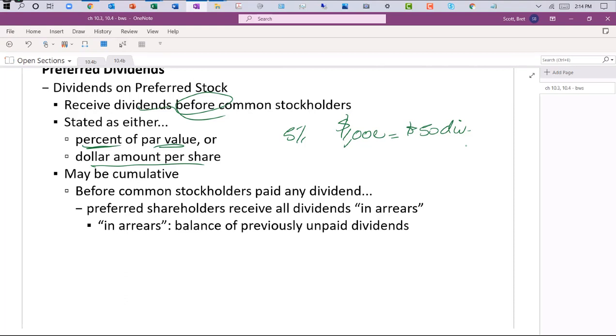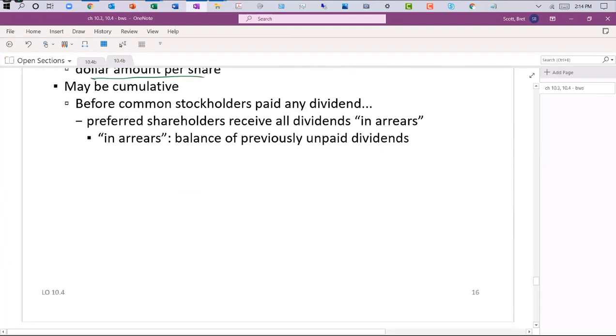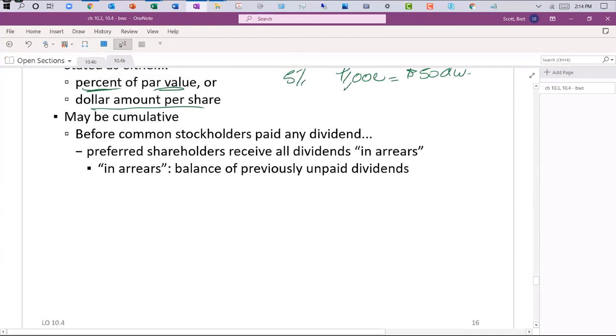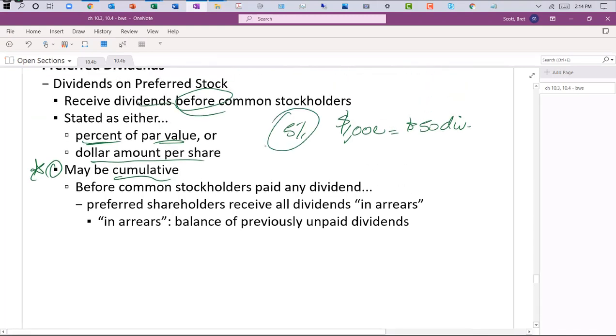Does it mean that they're better off than common shareholders? Not necessarily. One thing that you tend to see, I think there's always some sort of question on the exam about, is the cumulative feature. Cumulative preferred stock essentially means this. If a company decides to skip a dividend payment, what happens to preferred shareholders? They get nothing. This 5% dividend is not guaranteed. It is just a prediction of how much preferred shareholders expect to get if the board actually declares and pays a dividend. If they don't pay a dividend, preferred shareholders get nothing.